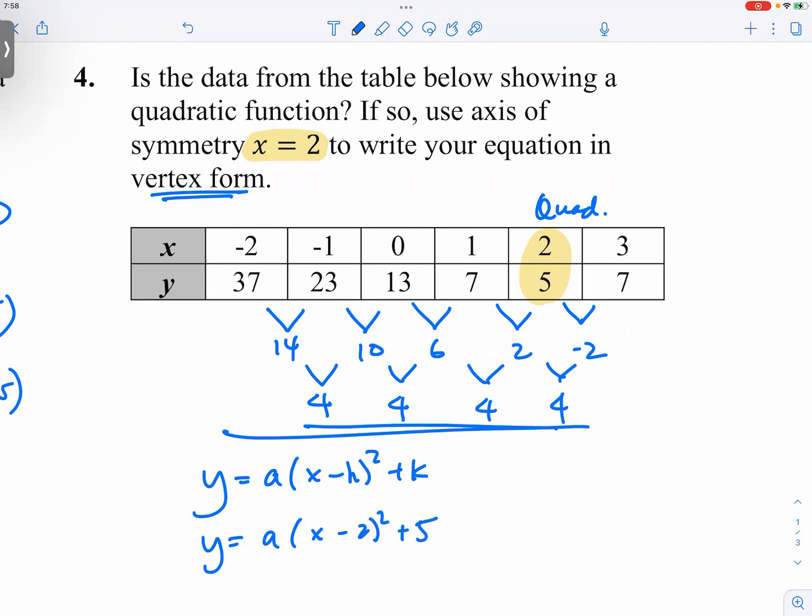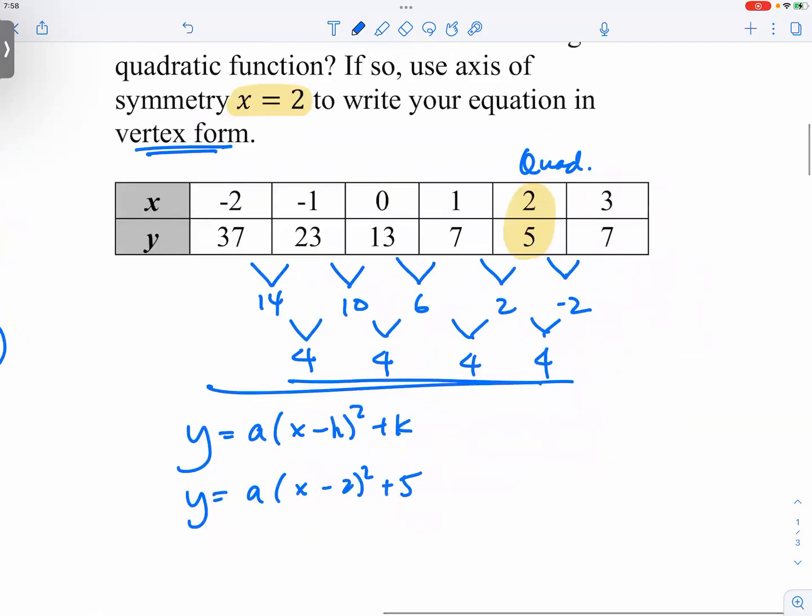And how can I find my a value? Well, you need your x and y. And you have so many x and y to choose from. Just make sure that you choose one of the pair. You have 5 choices to choose. Which coordinate pair would you choose? You have these to choose from. Which one would you choose? You can choose 1 and 7. Or if I would choose it, I would choose 0 and 13. Because 0 is nice, right?